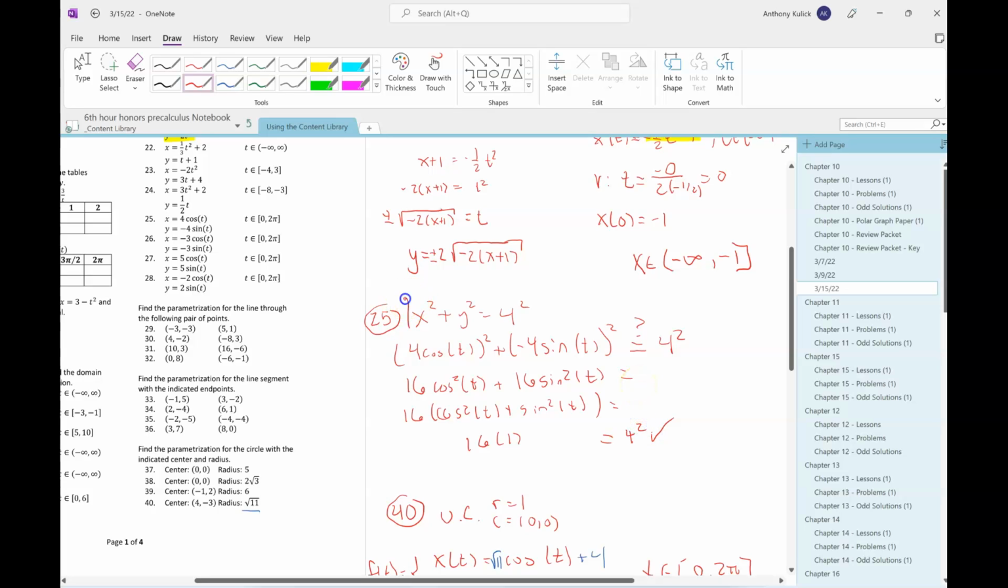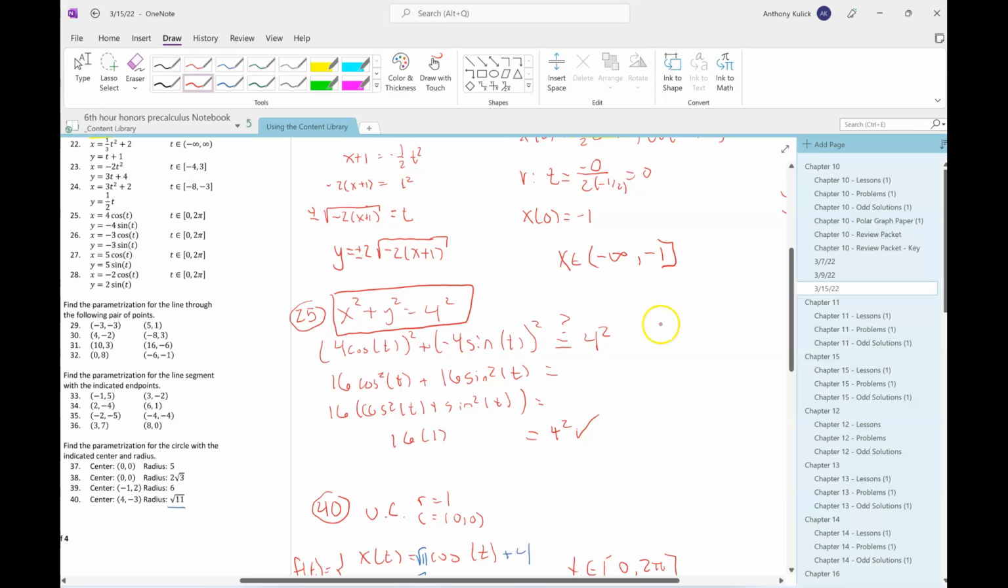So for sure, that's my piece. And my domain here for a circle whose radius is 4, centered at the origin, is just negative 4 to positive 4, and the same thing with the range, right?